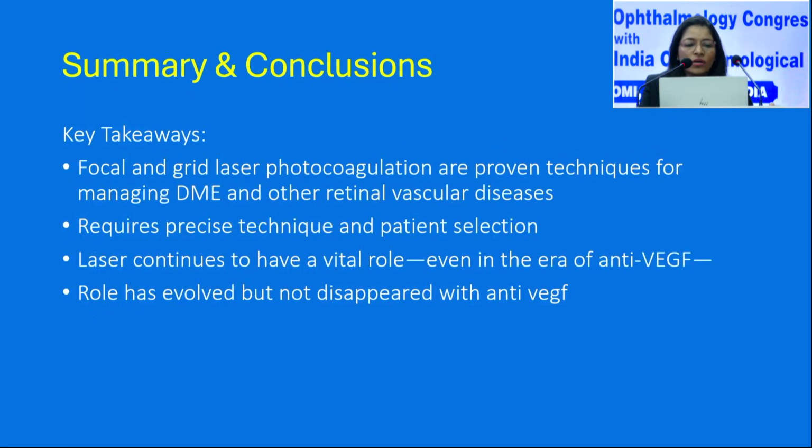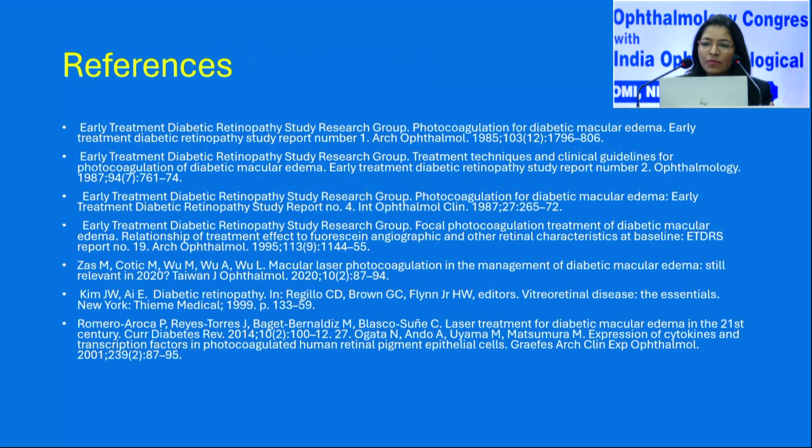To conclude, focal and grid laser are proven techniques for managing DME and other retinal vascular issues, but they require precise technique and patient selection. Laser continues to have a vital role even in the era of anti-VEGF. Its role has evolved but not disappeared with anti-VEGF. These are my references. Thank you.